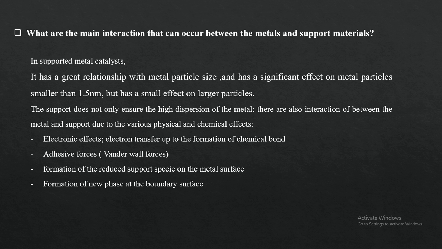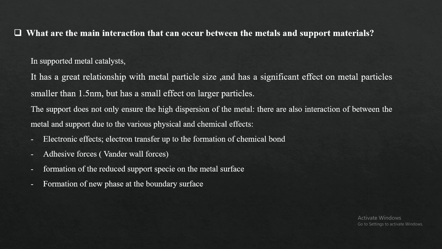So what are the main interactions that can occur between the metal and support material? As we have learned, the support provides the metal dispersion, but it has a great relation with the metal particles. It has a significant effect on the smaller metal particles, but a small effect on large particles. The support does not only ensure high dispersion, but there is also interaction between the metal and support, physically and chemically.